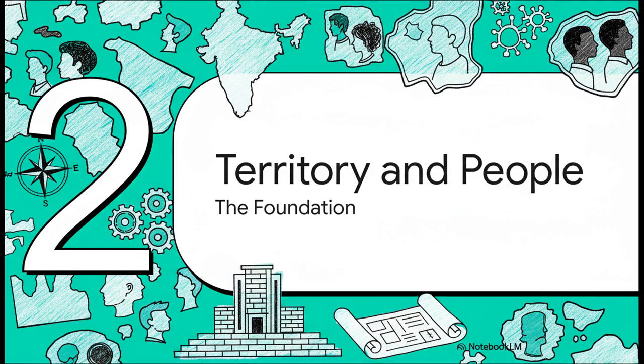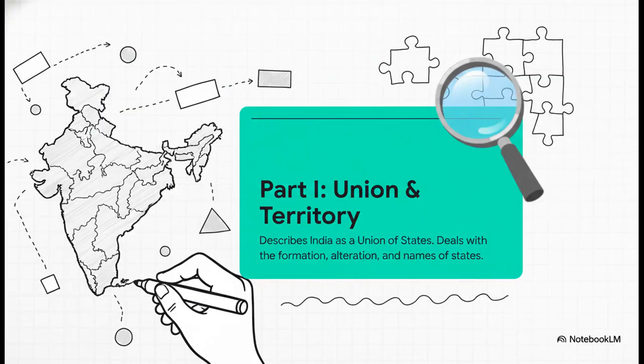So where does any blueprint start? Well, with the absolute basics, right? You have to define the structure and who it's for. The Constitution does exactly that in its very first sections. It lays the foundation by answering two fundamental questions. What is India, and who are the Indian people? Part 1 basically draws the map. It defines India not as just a collection of states, but as a union of states.